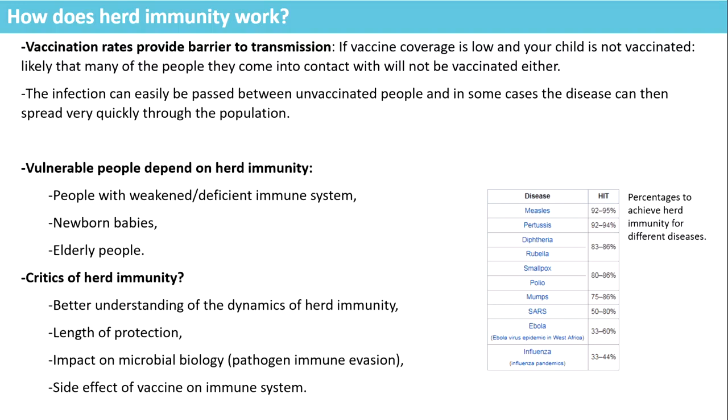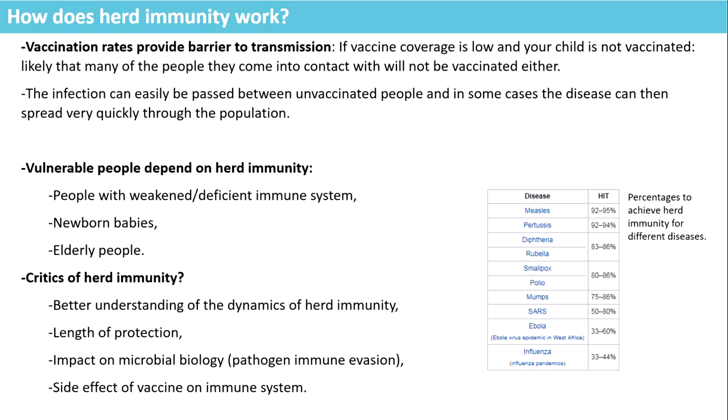But of course, there are some critics of herd immunity, and they may state that we need a better understanding of the dynamics of herd immunity, how long this protection is going to last, but also the impact on the microbial biology. So if you think about herd immunity, what sort of selection pressures that might put on the virus to evolve and to try and overcome that herd immunity. But also, as we talked about before, what are the side effects of a vaccine on the immune system?